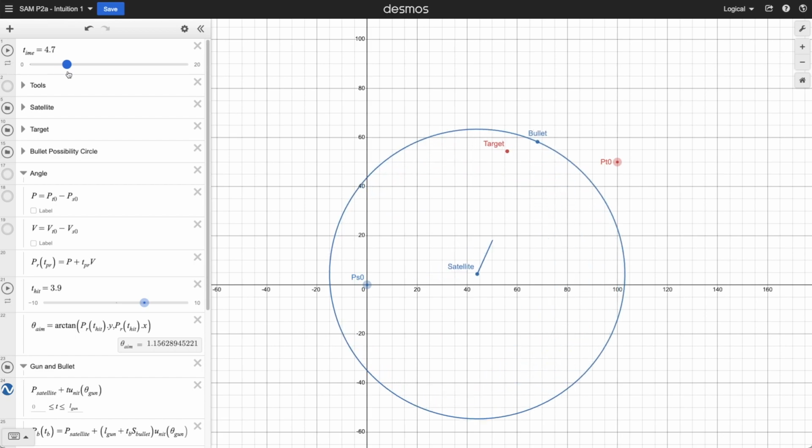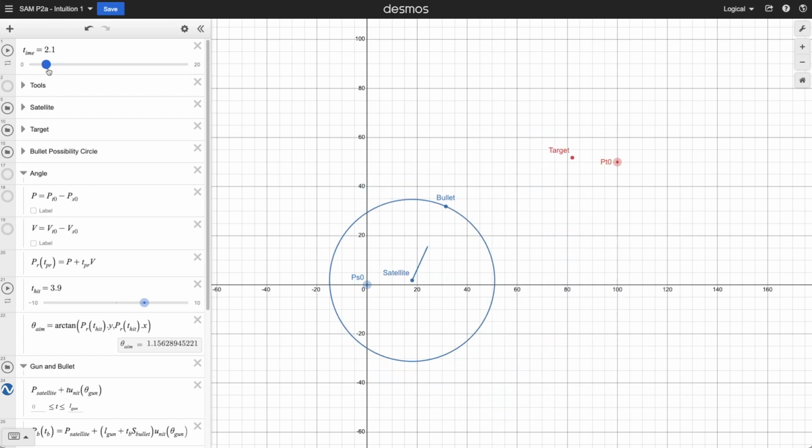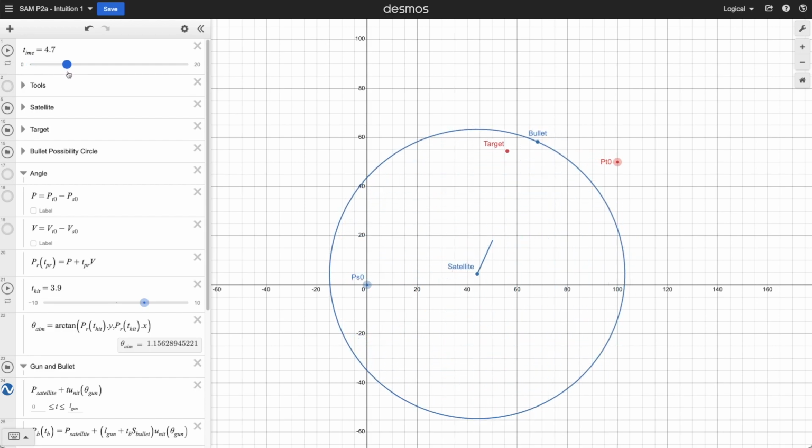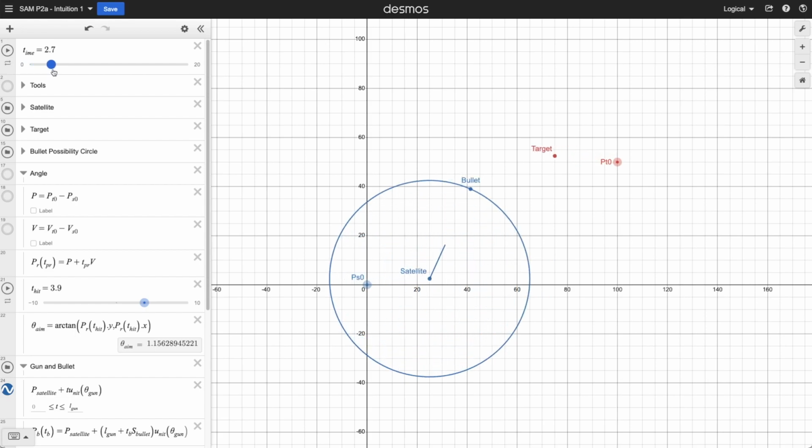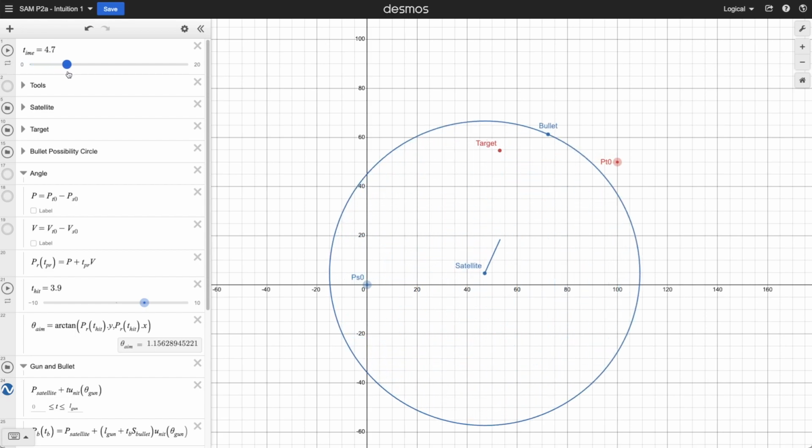Okay, to recap, we found time t using the graph. We used it to calculate our angle. What we need to do now is figure out how to calculate t. That's what we'll do next on paper.